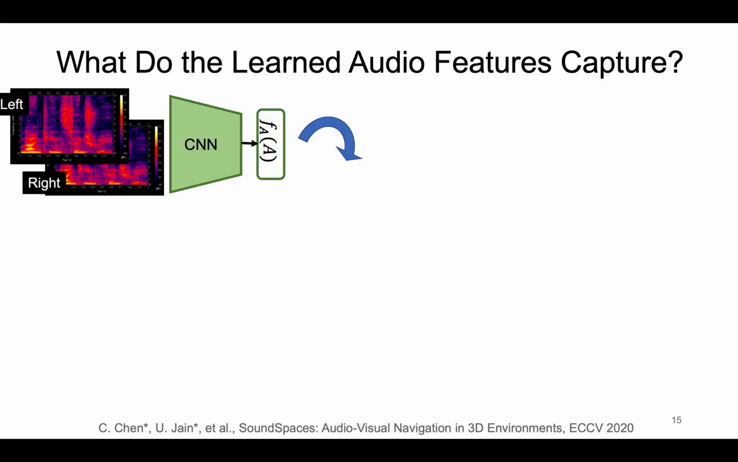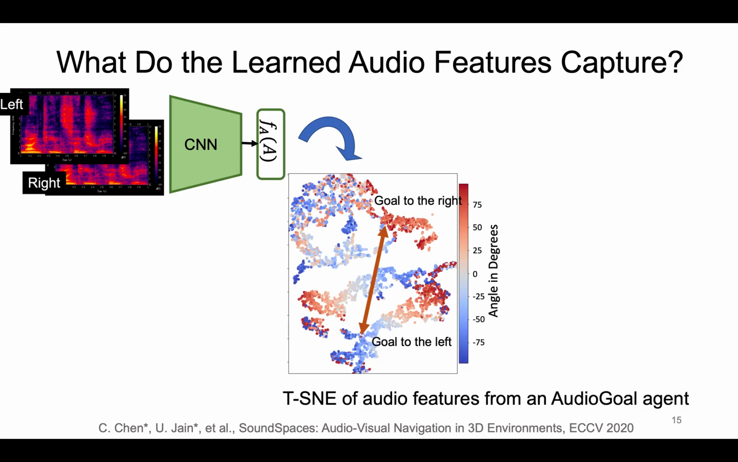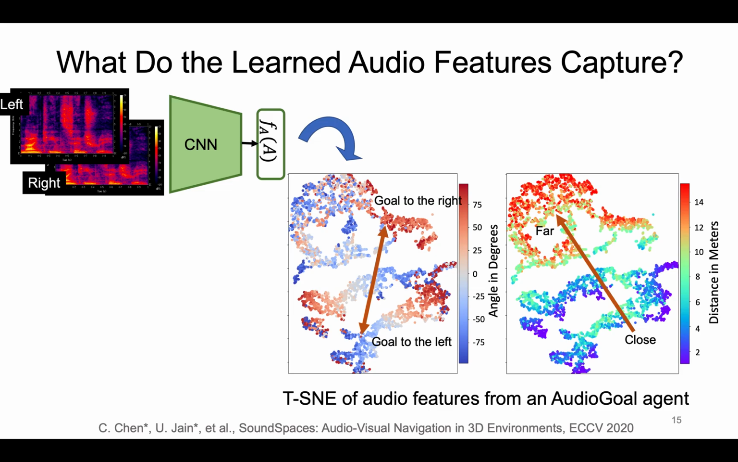To examine if our audio goal agent learns meaningful features from input audio, we perform t-SNE projection of audio features. The color transition from blue to red in the angle plot shows the direction of the goal moving from the left to the right. And the blue to red gradient in the distance plot shows the goal going from being close to being far away. This indicates our learned audio goal feature has a strong correlation with the ground truth information.